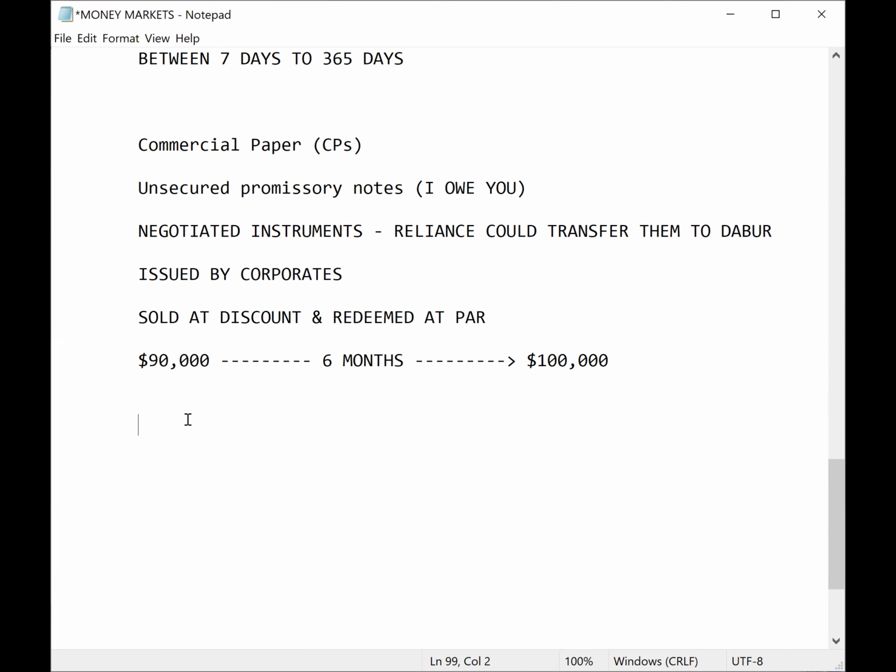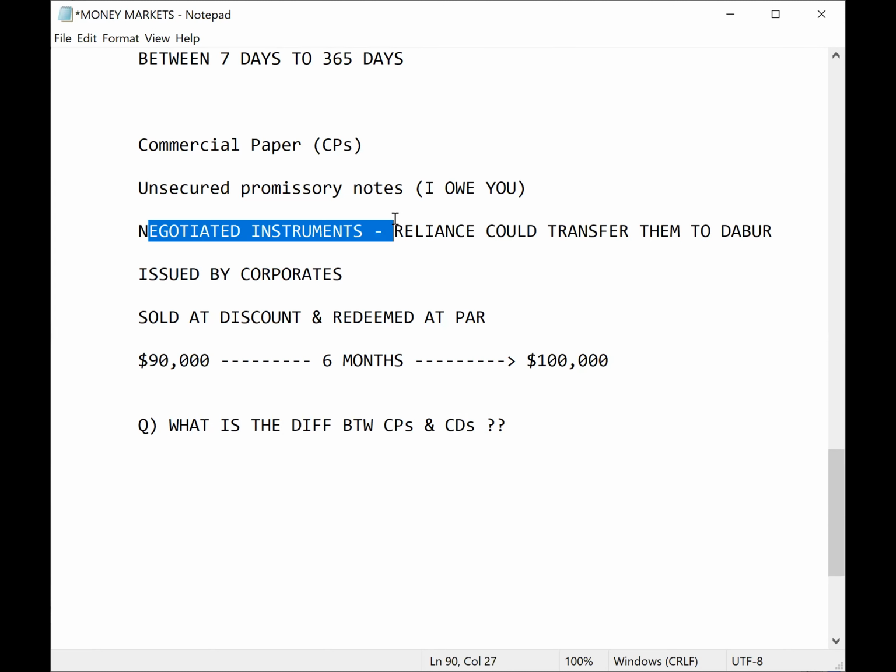Okay, I'll ask this, guys. Please don't say they are the same. Unsecured promissory notes, negotiable. I know. I can ask what is the similarity and the difference between them. So you have to be clear with me.